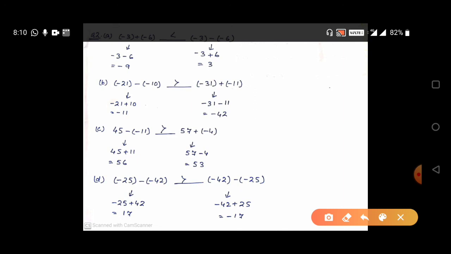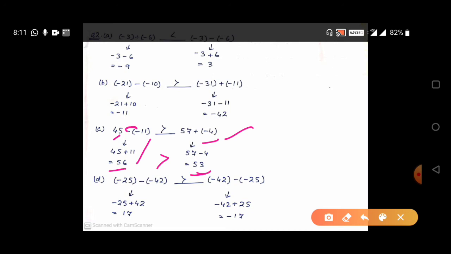Question number C, 45 minus within bracket minus 11. So for this part we have minus into minus plus, so 45 plus 11, so 56. On this side we have 57 plus within bracket minus 4, so 57 minus 4, so we have 53. 53 is less than 56.